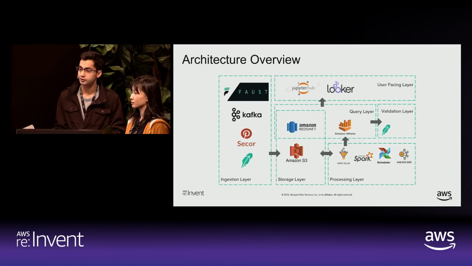So we have 6 layers in our architecture over here. We start with the ingestion layer, where we take in a lot of data. We store it in the storage layer. We then do some processing ETL jobs on top of that in the processing layer. We allow this data then to be queried using the query layer, a couple of tools in there. We then do some validation on top of this framework. And then we have the user-facing layer, which is the layer most of our users interact with, to actually go in and look at this data and interact with it.